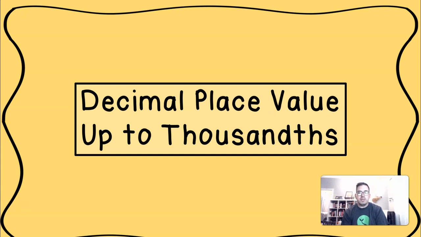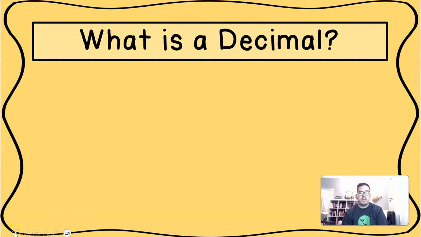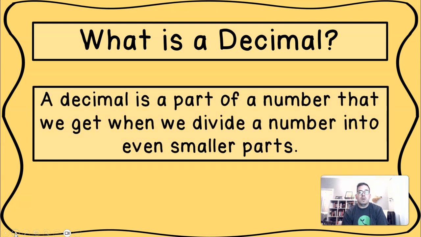Hey everyone, it's Mr. Pearson, and we are going to learn about decimal place value up to the thousandth place. So, first question we have is, what is a decimal? Well, a decimal is a part of a number that we get when we divide a whole number into even smaller parts.